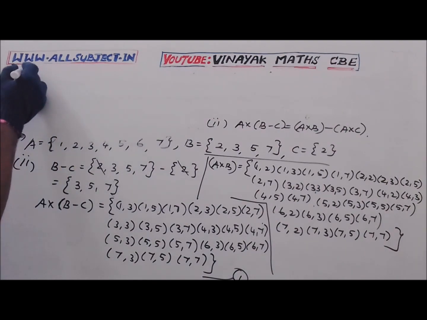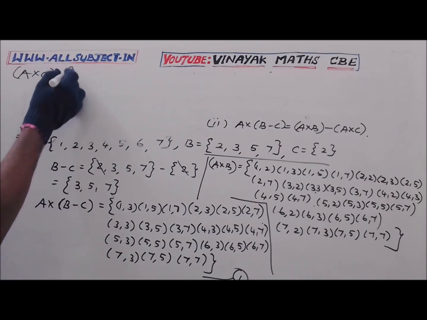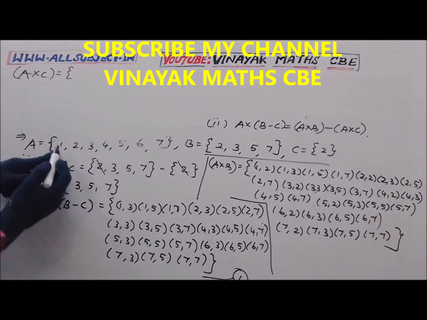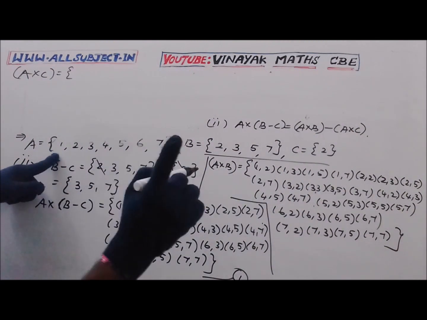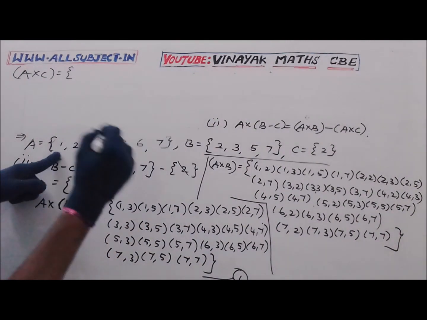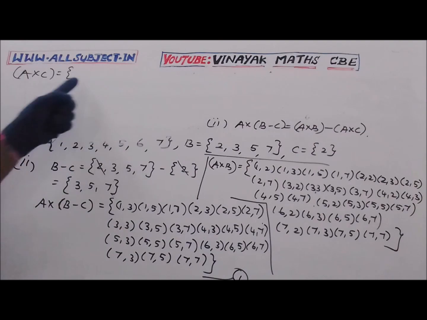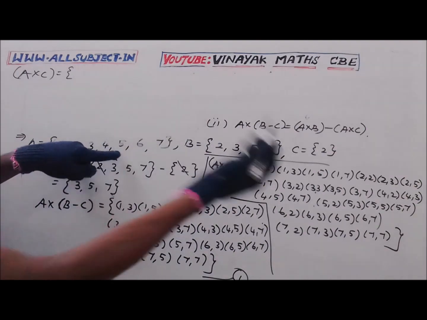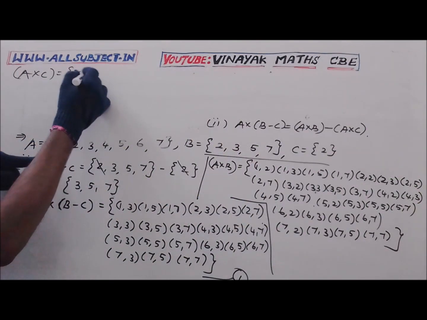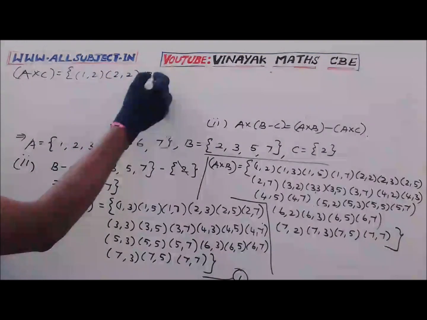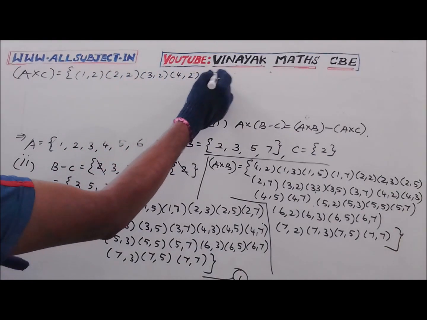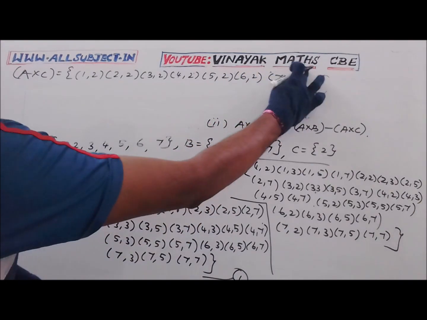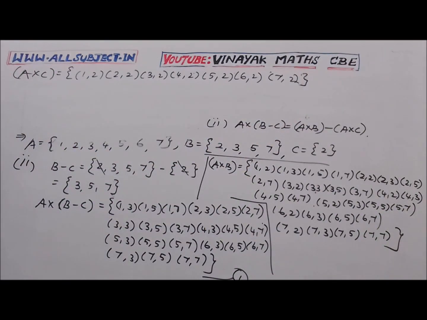So A cross C is the set obtained by applying the cross product of A and C. In A we have 7 elements, in C we have only 1 element, 2. So 7 into 1, 7 pairs will be available in A cross C. That is 1, 2, 2, 2, 3, 2, 4, 2, 5, 2, 6, 2 and 7, 2. These are the elements present in the set A cross C.